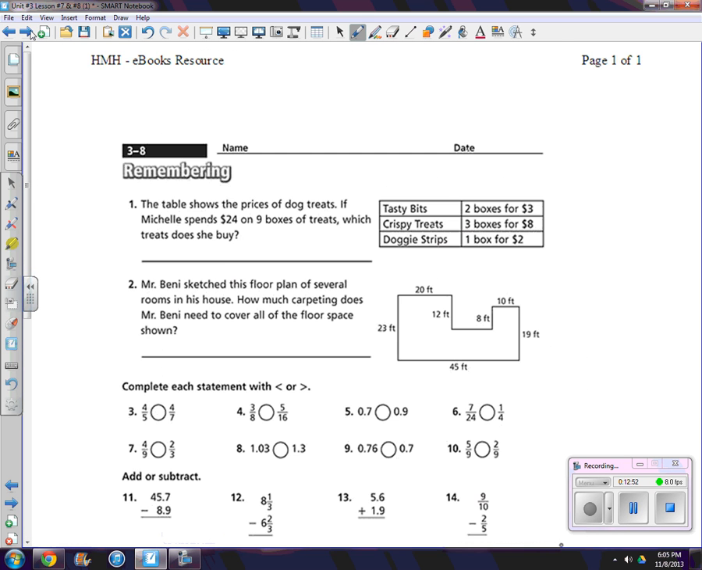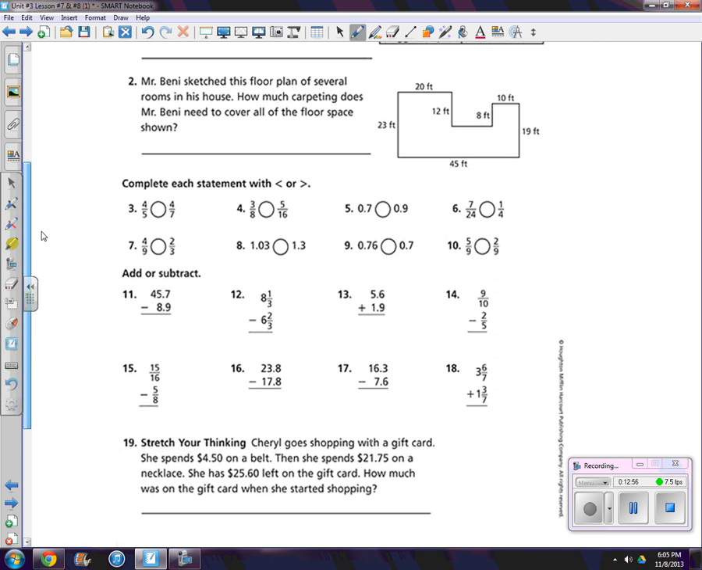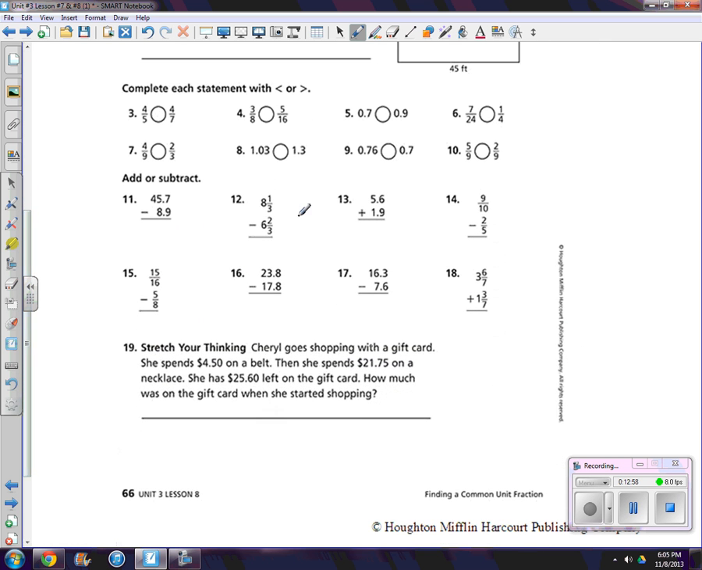And then let's see if we have the remembering piece. Looks pretty cut and dry too. Just remember that when you are adding and subtracting, you do have to line up your decimals. In multiplication and division, it's different, but in adding and subtracting, the decimals have to fall below each other.